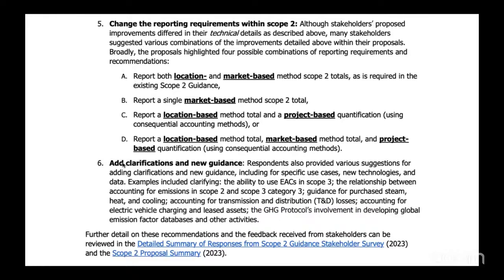Respondents also provide various suggestions for adding clarifications and new guidance, including for specific use cases, new technologies, and data. Examples include clarifying the ability to use EACs in Scope 3, the relationship between accounting for emissions in Scope 2 and Scope 3 Category 3, guidance for purchased steam, heat, and cooling, accounting for transmission and distribution, T&D, losses, accounting for electric vehicle charging and leased assets, and the GHG Protocol's involvement in developing a global emissions factor database or other activities.